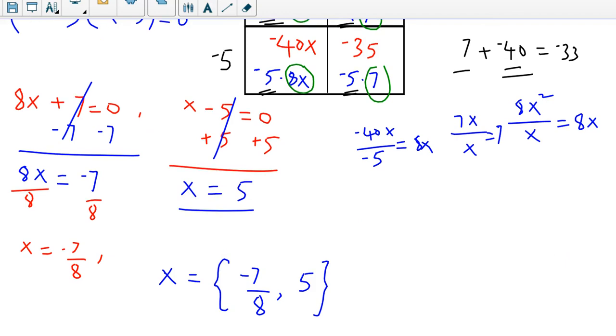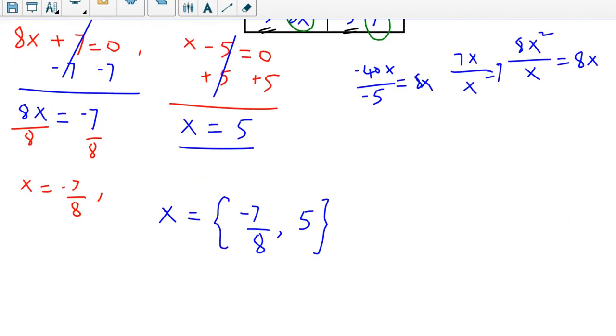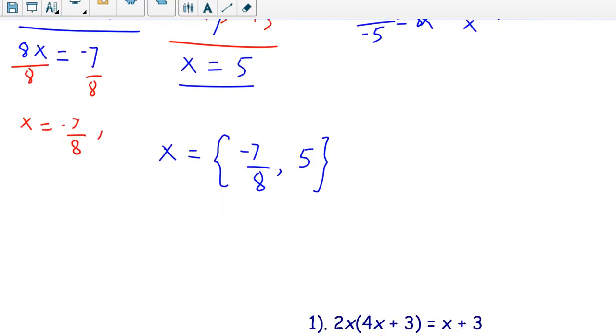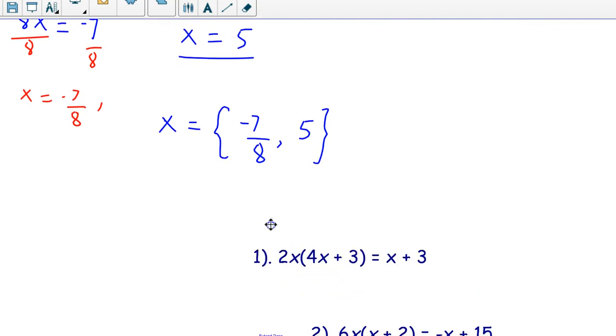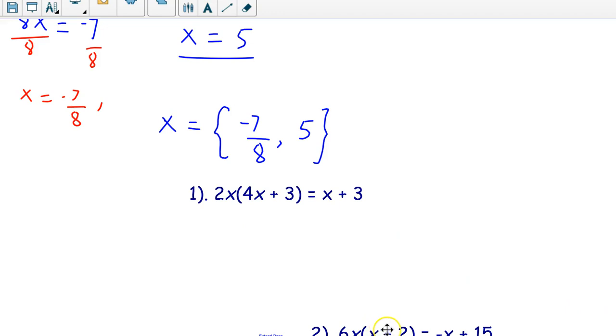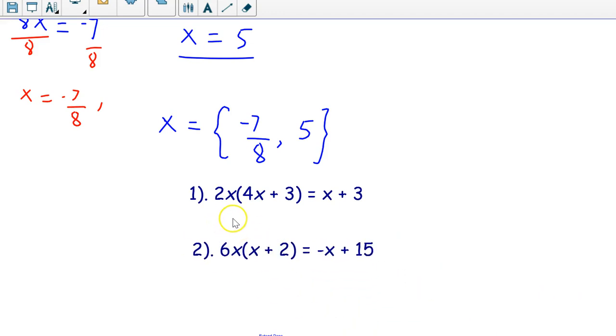So now you please follow the same procedure and try to solve these two equations. These are the two problems I have for you. Please try them. The first one says 2x times 4x plus 3 is equal to x plus 3, and 6x times x plus 2 is equal to negative x plus 15. Please try. Thank you.